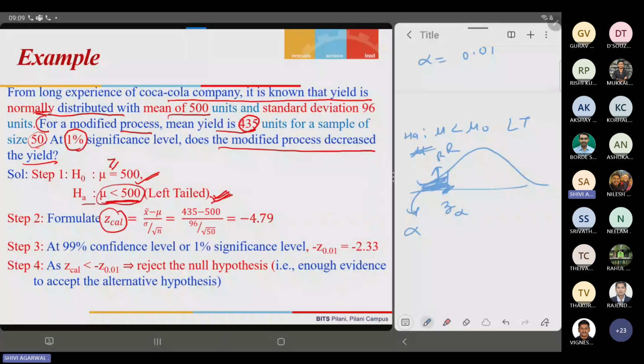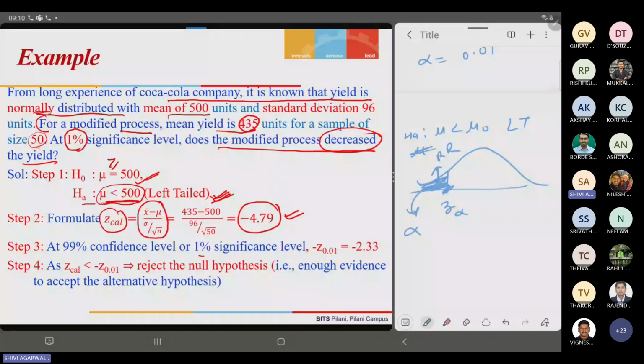Left tail problem. Now we have already identified that we can apply the Z test here. So we are using X bar minus mu over sigma upon under root n. So this is minus 4.79. It is given decreased, because of this decreased term. Initially it was 500, correct? So mu naught is 500, but they have made some changes. Okay, so this is a Z test.